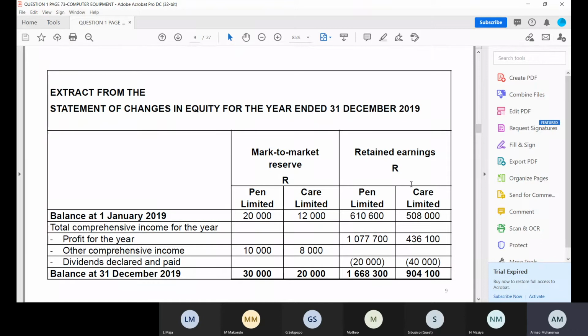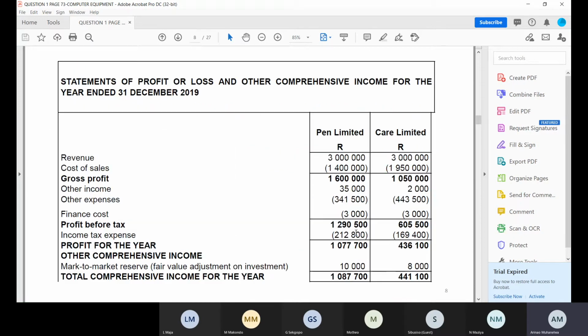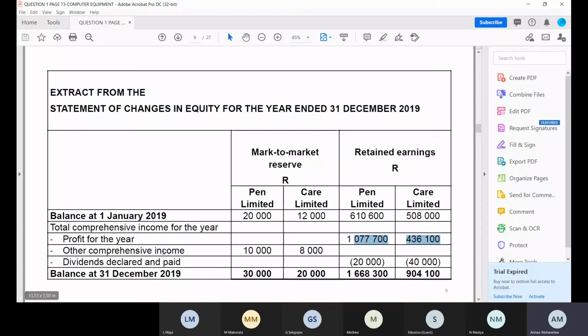So retained earnings for both the parent and the subsidiary is given, and we're given profit for the year as well. I believe this profit for the year should correspond with these amounts here. They just transfer it to the statement of changes in equity. Then other comprehensive income, then dividends declared and paid. So we'll wait for the additional information to see if the subsidiary declared 40,000 of dividends, how much went to Penn?